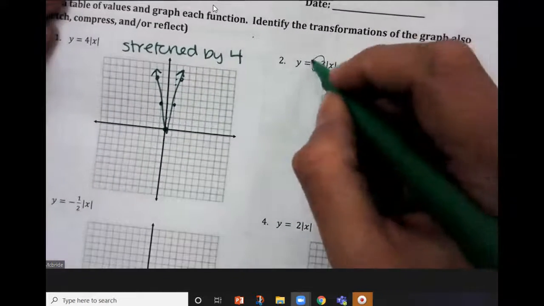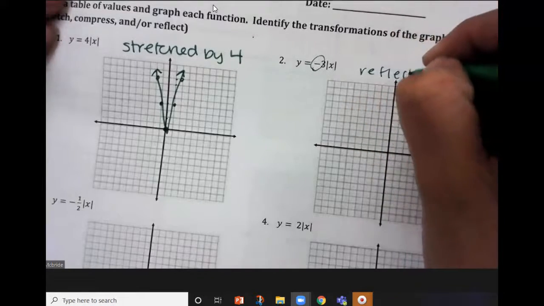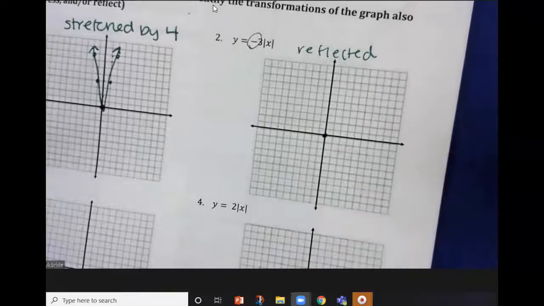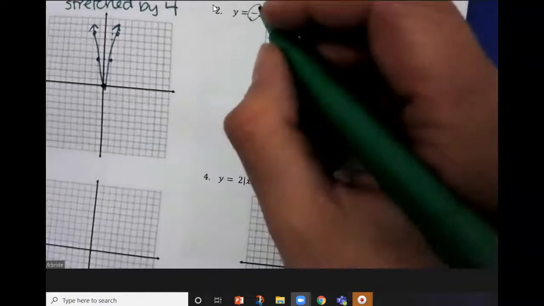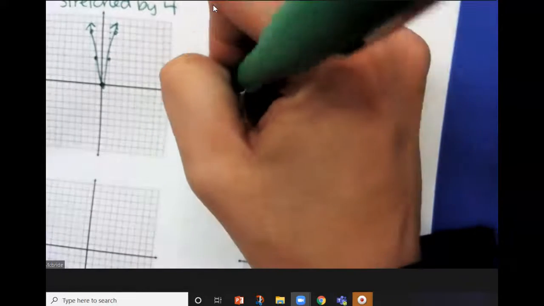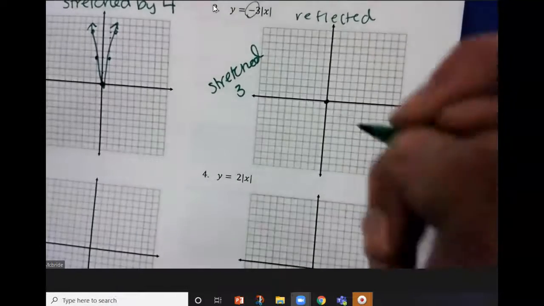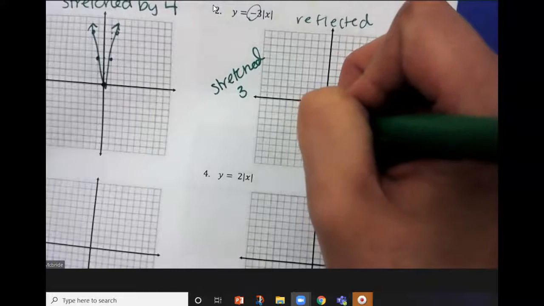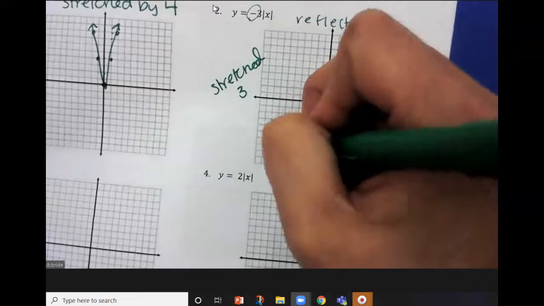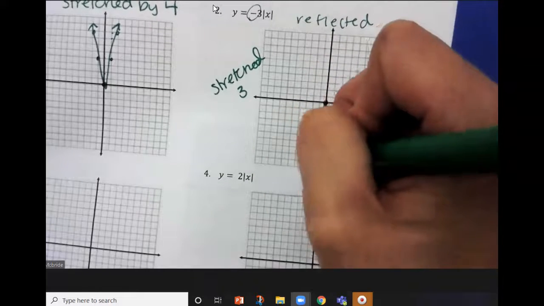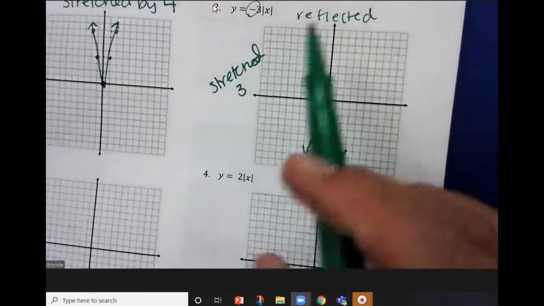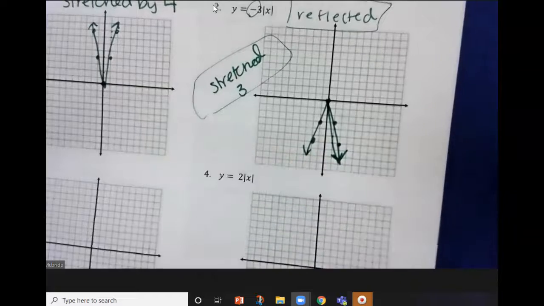Number 2, the negative tells me that this graph is reflected. So being that it is reflected, your vertex for every one of these on day 1 was (0, 0). It's reflected, and that 3 tells me it is once again stretched by 3. So it makes my initial slope down 3 and over 1. So the graph is, oh, I missed. The graph is open down like a frown, and it is, like I said, reflected and stretched.